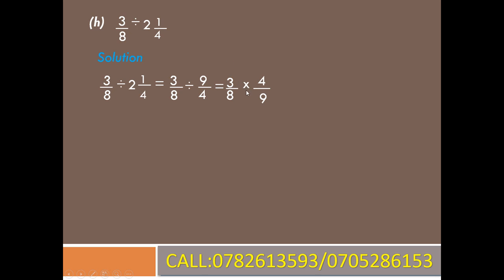By 3 once, and by 4 once, giving 2. If you don't want to do that, you simply multiply. 3 times 4, 12. 8 times 9, 72, which you can now reduce to 1 out of 6. Simple as that. So division and multiplication go hand in hand. If you're dividing, you simply change the division into multiplication and then take the reciprocal of the next number.